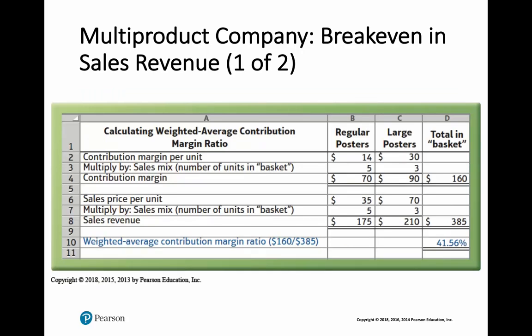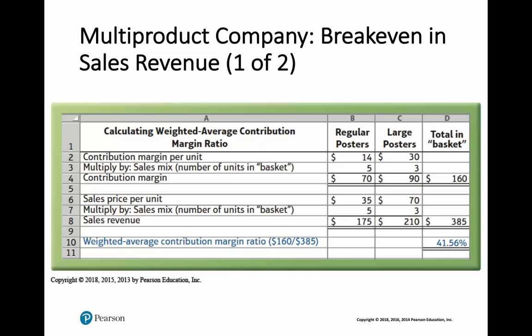Next, if we're going to do our break even in sales revenue, we calculate our contribution margin again for our total basket, and then we divide it by our sales revenue for that total basket. The first half, rows 2, 3, 4, is what came from that other slide, 2 slides back. Next, we multiply each one in our sales mix by the selling price. We're going to sell 5 regular posters, and we sell each one of those for $35.